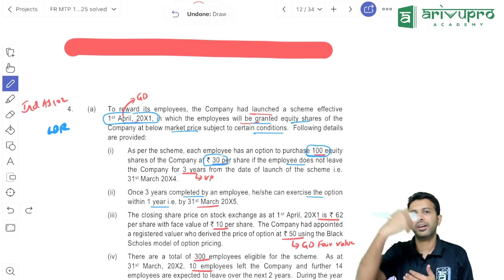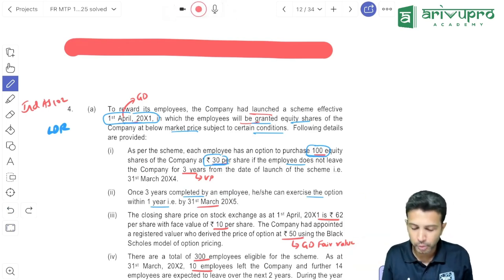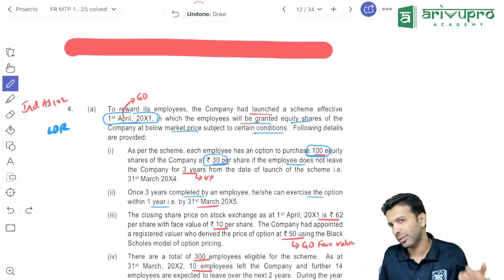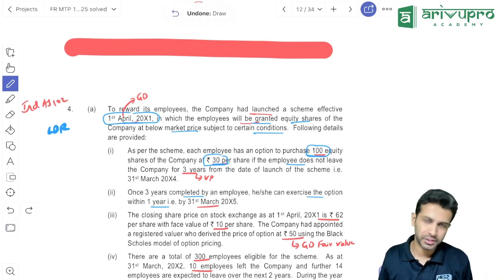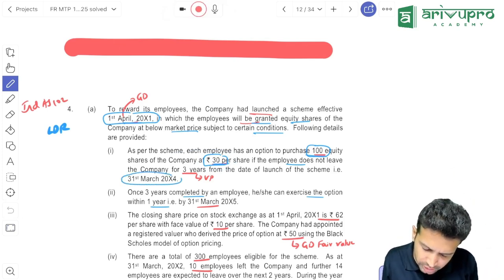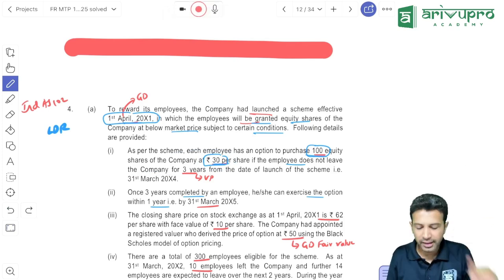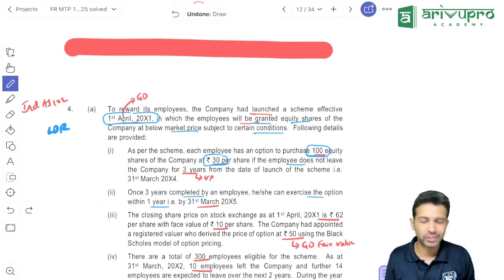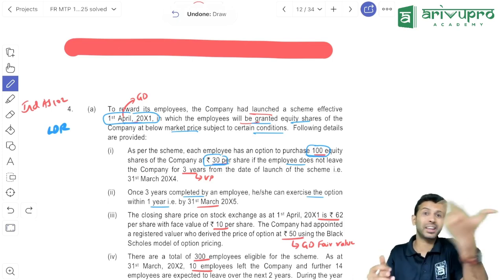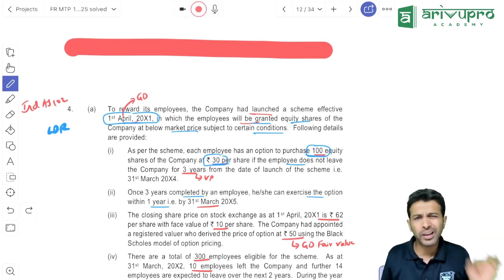Since the shares are not issued free of cost, employees have to pay the company 30 rupees. An extra 1 year time is given. If the employees want, they can buy all the shares on 31st March 20X4 itself, or they have 1 more year to decide whether they want to buy it or not, because they may have to arrange money and all. So extra time is given.